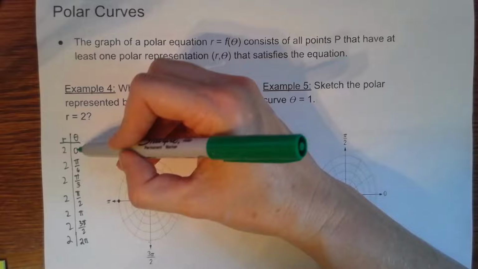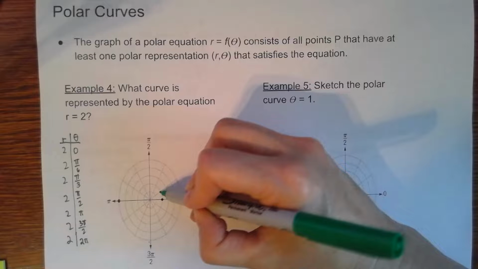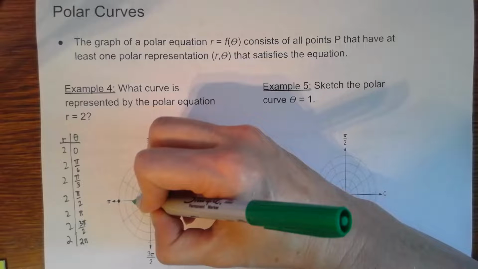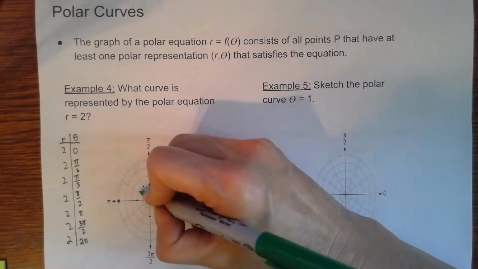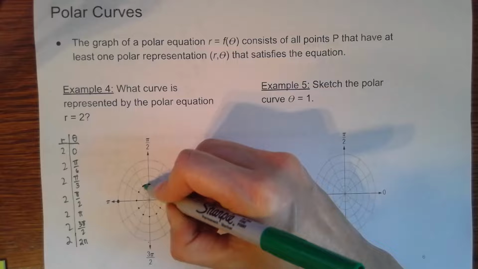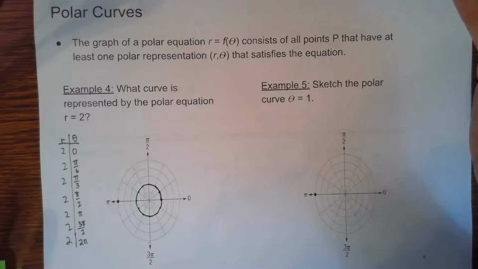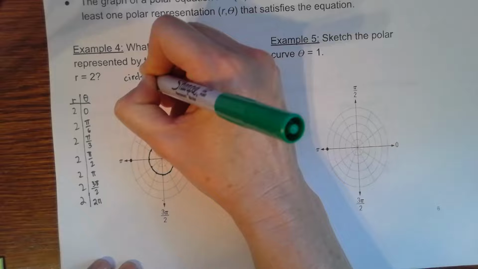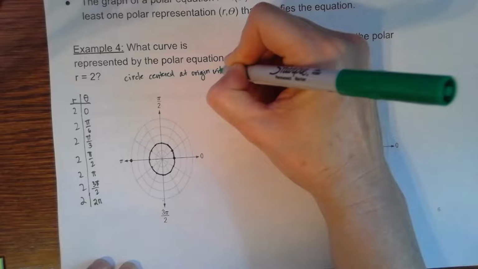So if we plot those points here, an angle of 0 and then going out 2 is here. Pi over 6 going out 2 is here. Pi over 3 going out 2 is here. Pi over 2 going out 2, and then we did pi and 3 pi over 2. You can see we could have chosen other angles as well, out 2, out 2, out 2. What we're really getting is just this circle, right? This radius of 2. Basically, we don't care what the angle is. We just want to be 2 units from the origin. This is just the circle centered at the origin with radius 2.